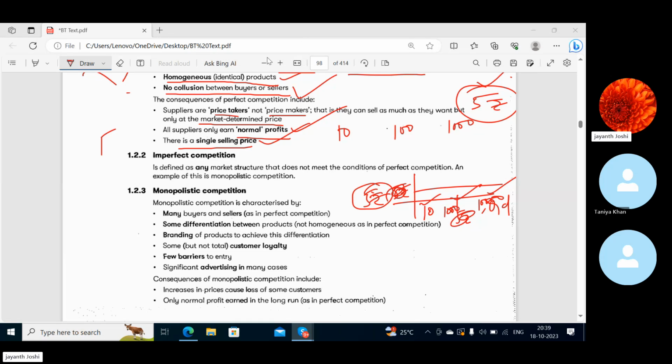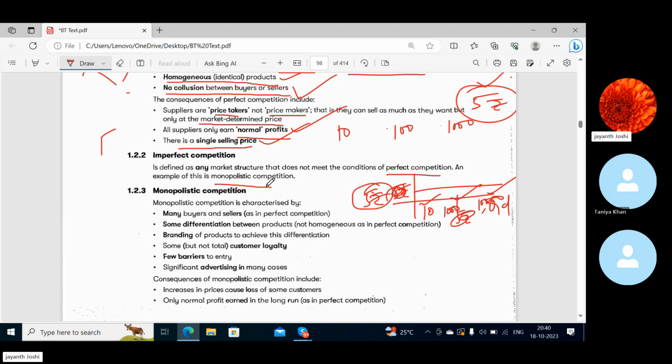Okay. Then comes imperfect competition. It is defined as any market structure that does not meet the conditions of perfect competition. An example of this is monopolistic competition. See what happens in monopolistic competition. Don't confuse monopolistic competition with monopoly. Monopoly is a price competition. Monopolistic competition is a non-price kind of competition.